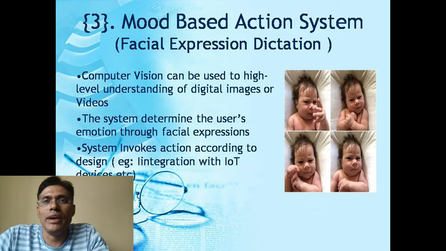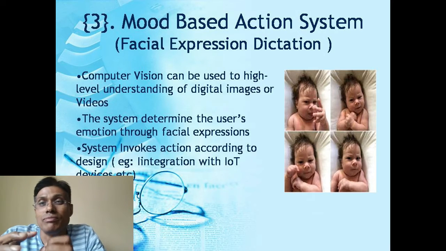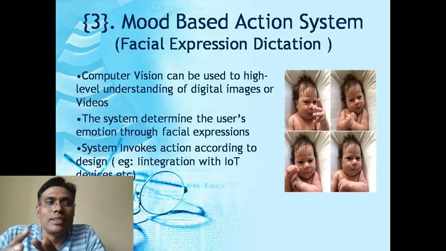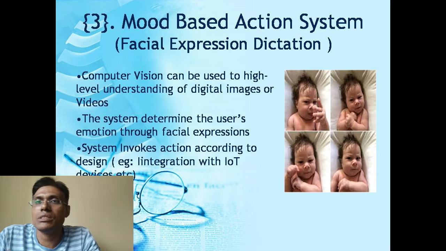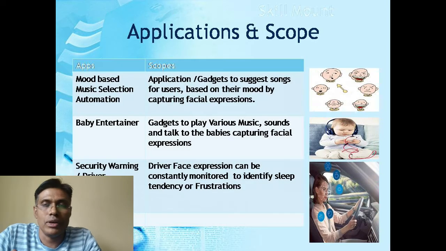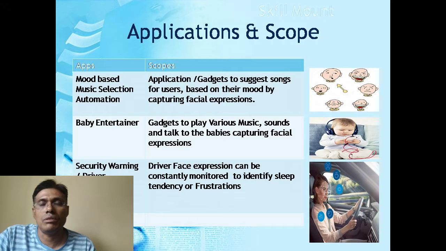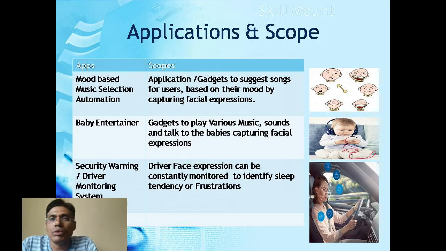A mood-based action system. So basically, we will be identifying the person's mood by looking at his face and understanding what kind of mood the person carries, right? So using the various artificial intelligence blocks, we can keep monitoring the facial expression of the person and perform activities or actions based on that. Let's look at some of the applications of a system like this.